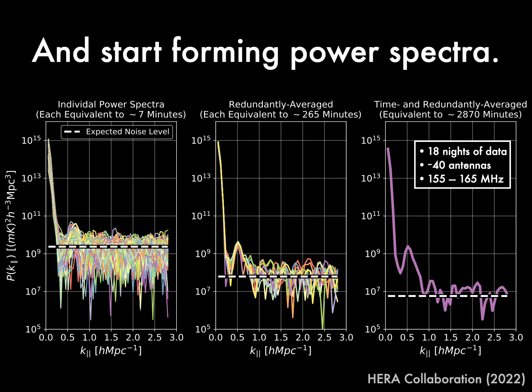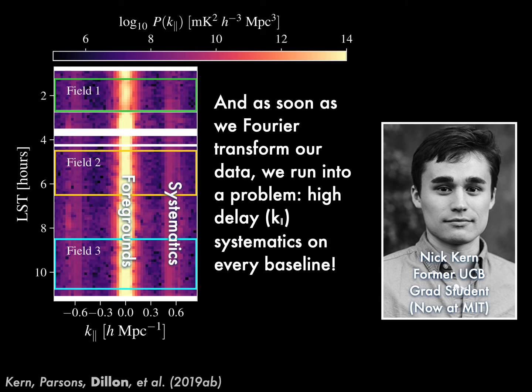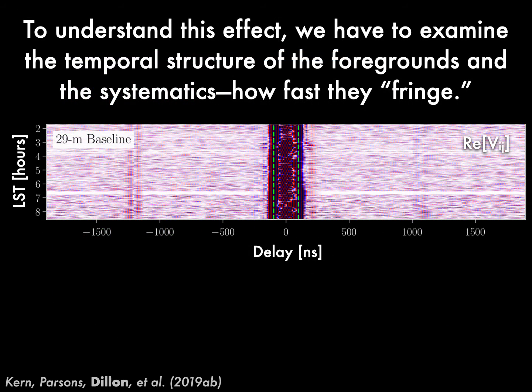It's not just foregrounds. This was something that was pretty clearly a problem when Nick Kern, who led some of this analysis, was a former graduate student at Berkeley and now is a Pappalardo fellow at MIT. And what he saw was that these systematics were contributing basically on every baseline. And it was not an antenna-dependent effect. This was truly a baseline-dependent systematic. To understand it, it was useful to not look just in the space of time versus k-parallel or time versus delay, but instead to take the visibility and Fourier transform it one more time.